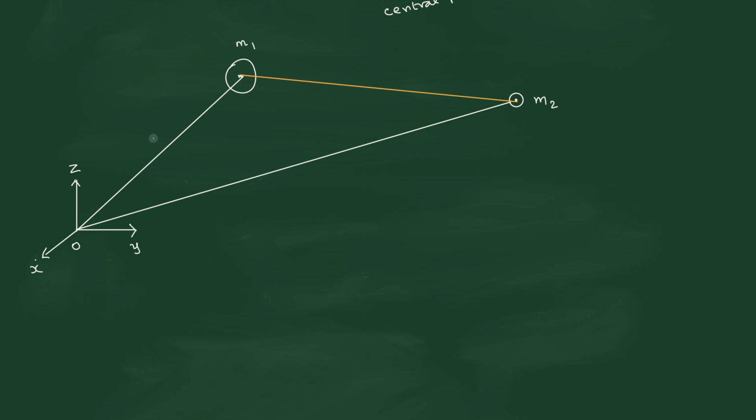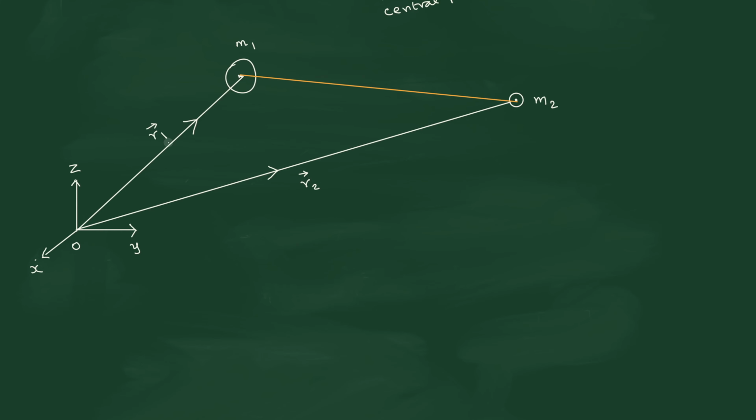And the distance of the first mass from the origin, we will give the symbol R1. And then the arrow is very important because it's a vector quantity. So all measurements are done from the origin of the coordinate system, so the arrow should be pointing towards the mass. And similarly, for the second mass, R2 will be the corresponding distance.